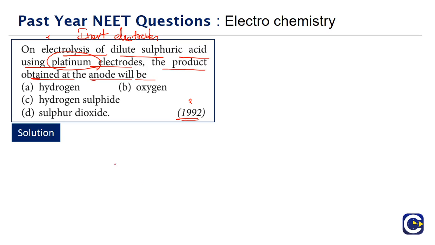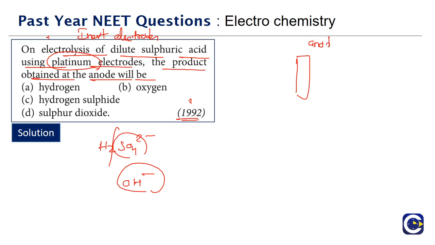So what is going to happen? We are having dilute sulfuric acid. Sulfuric acid on dissociation will give us the sulfate ions. Since it is dilute, along with sulfate ions, we also will have OH minus ions. So when we look at the anode, at the anode we have both sulfate ions and OH minus reaching. The discharge will be for the OH minus.